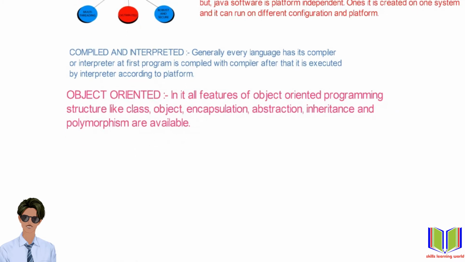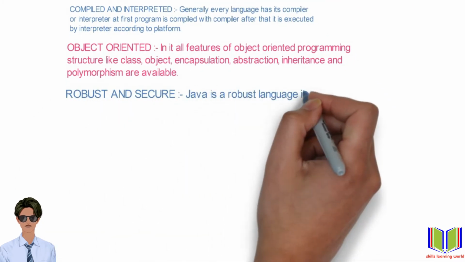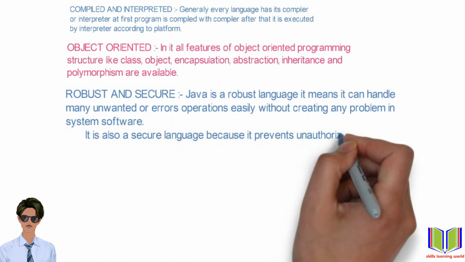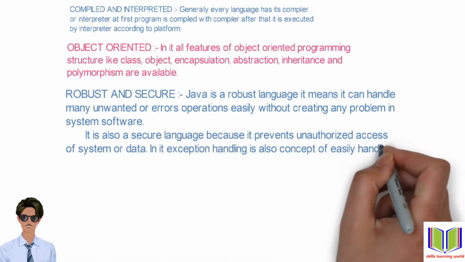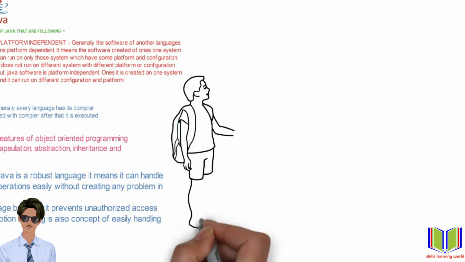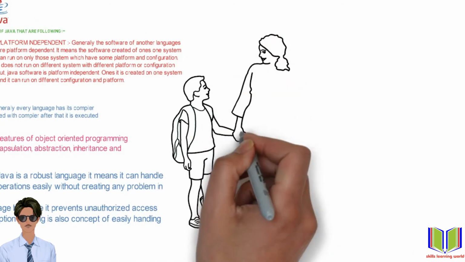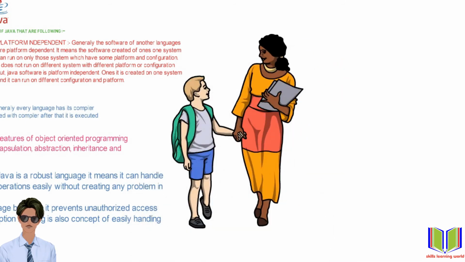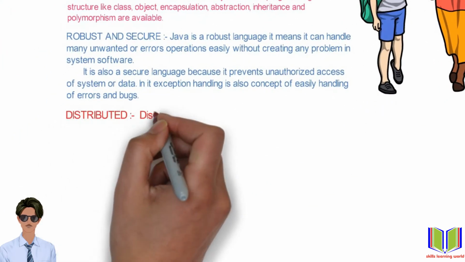Robust and secure. Java is a robust language. It means it can handle many unwanted or erroneous operations easily without creating any problem in the system software. It is also a secure language because it prevents unauthorized access to the system or data. In it, exception handling is also a concept for easily handling errors and bugs.